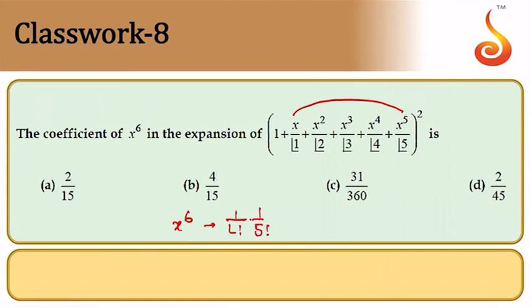Example 8. The coefficient of x to the power 6, simple one. So when you get x to the power 6, x is multiplied with x to the power 5, these two. So we get 1 by 1 factorial into 1 by 5 factorial plus. Similarly 2 is multiplied with 4, you get 1 by 2 factorial into 1 by 4 factorial plus. Next 3 is multiplied 2 times, so 1 by 3 factorial into 1 by 3 factorial. So you understood this one.